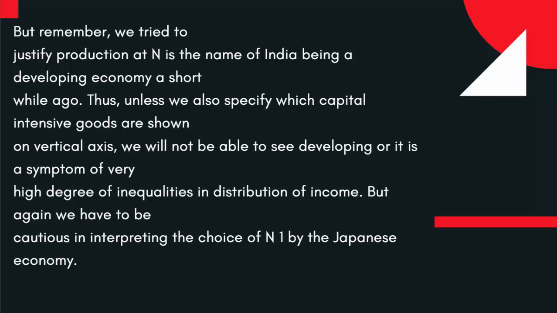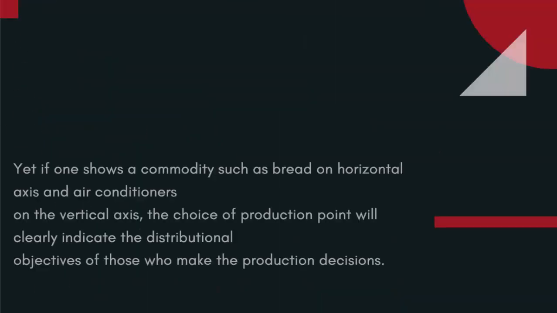But again, we have to be cautious in interpreting the choice of N1 by the Japanese economy. Yet if one shows a commodity such as bread on the horizontal axis and air conditioners on the vertical axis, the choice of production point will clearly indicate the distributional objectives of those who make the production decisions.